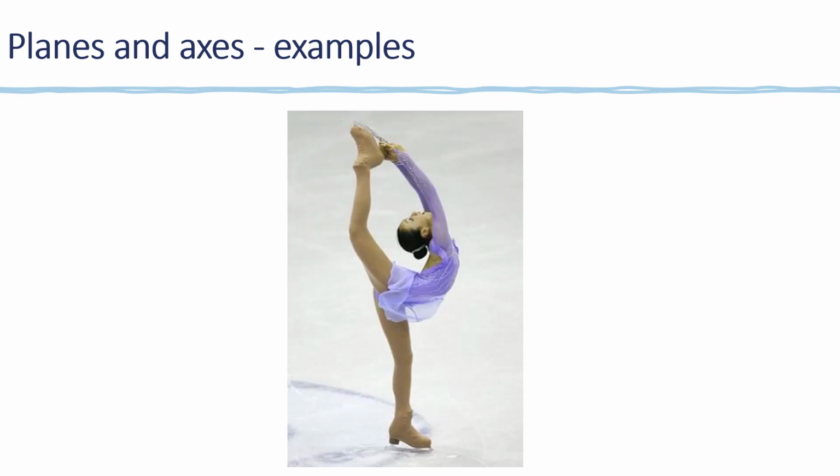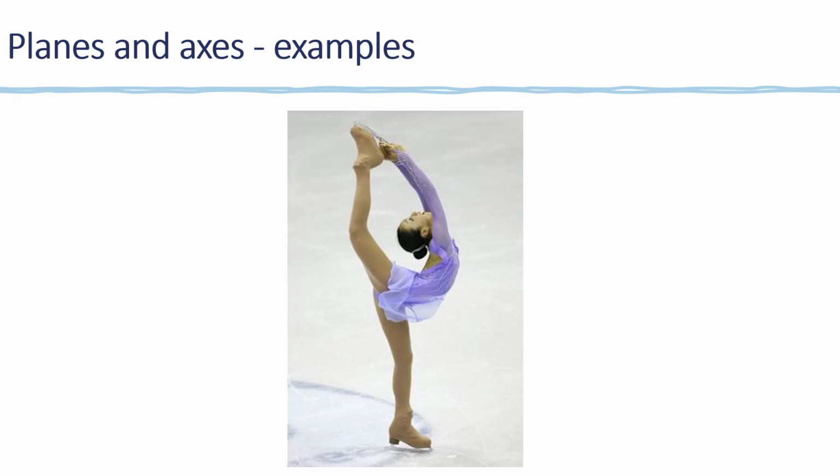And I have one more example for you. What plane of action is a spin in figure skating? Imagine her just sort of twirling around. And about what axis? So it's happening in the transverse or horizontal plane, and the motion is happening about the longitudinal or the vertical axis.